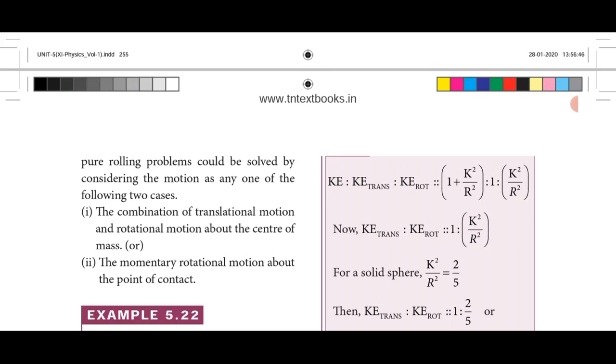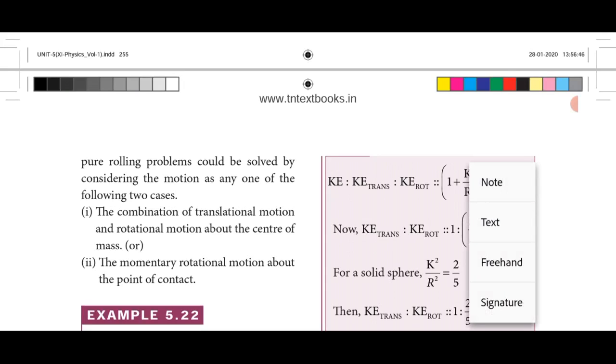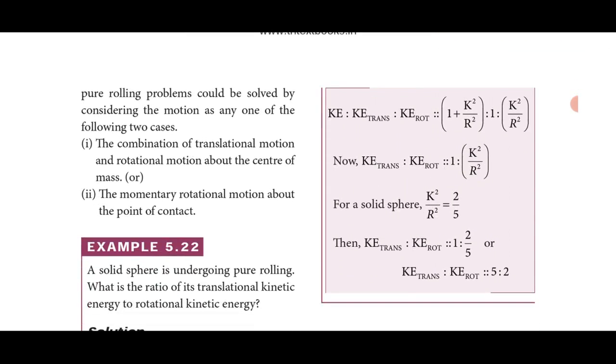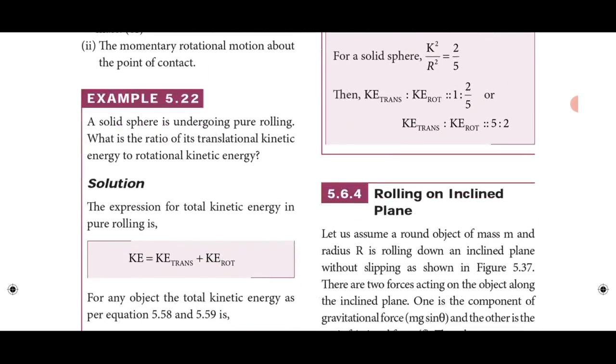So pure rolling problems could be solved by considering the motion as any one of the following two conditions. What are the conditions? Combination of the translational motion and rotational motion about the center of mass, and the momentary rotational motion about the point of contact. These two are very important conditions.